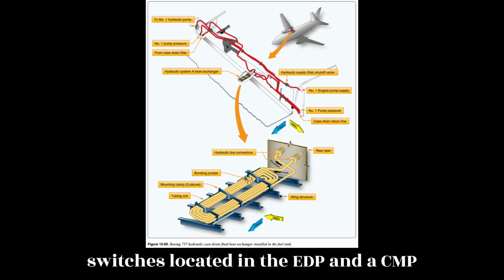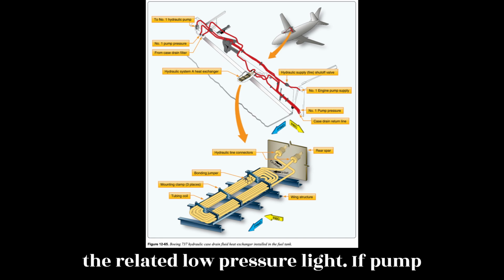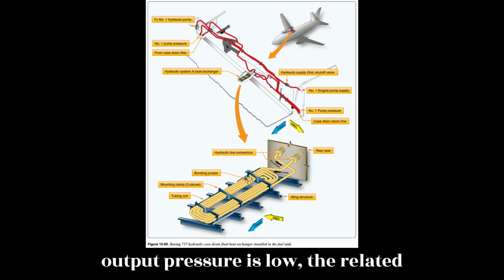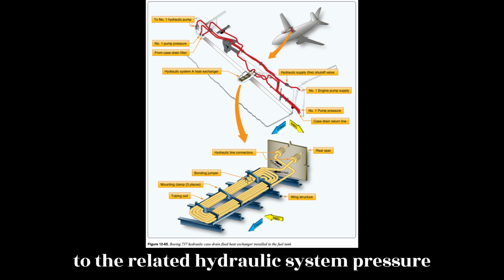Pressure switches, located in the EDP and ACMP pump output lines, send signals to illuminate the related low-pressure light if pump output pressure is low. The related system pressure transmitter sends the combined pressure of the EDP and ACMP to the related hydraulic system pressure indicator.